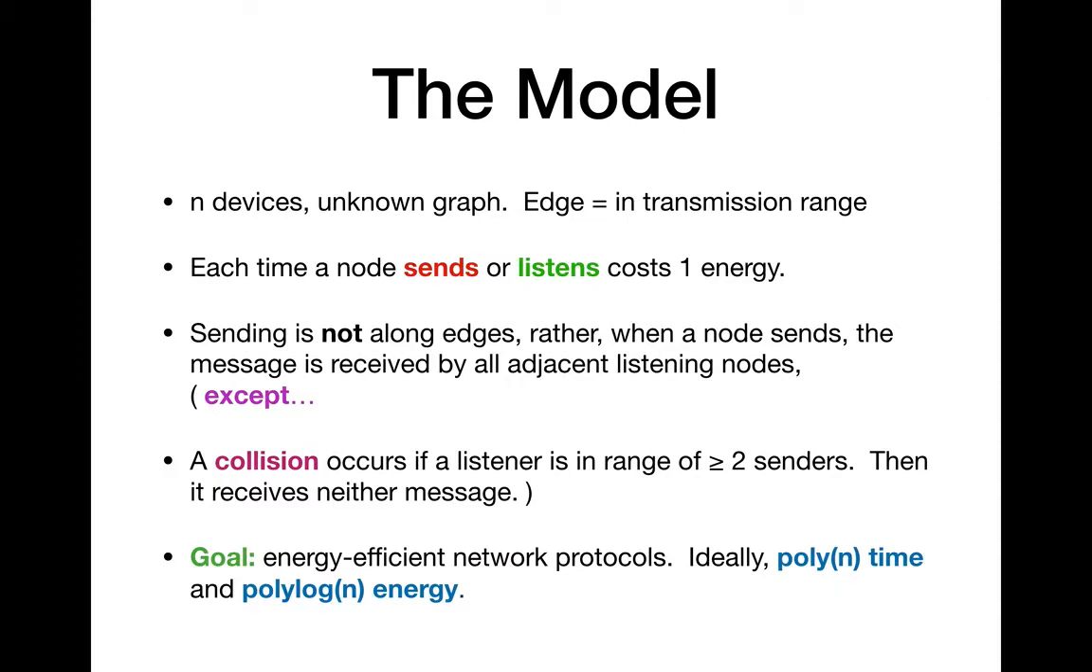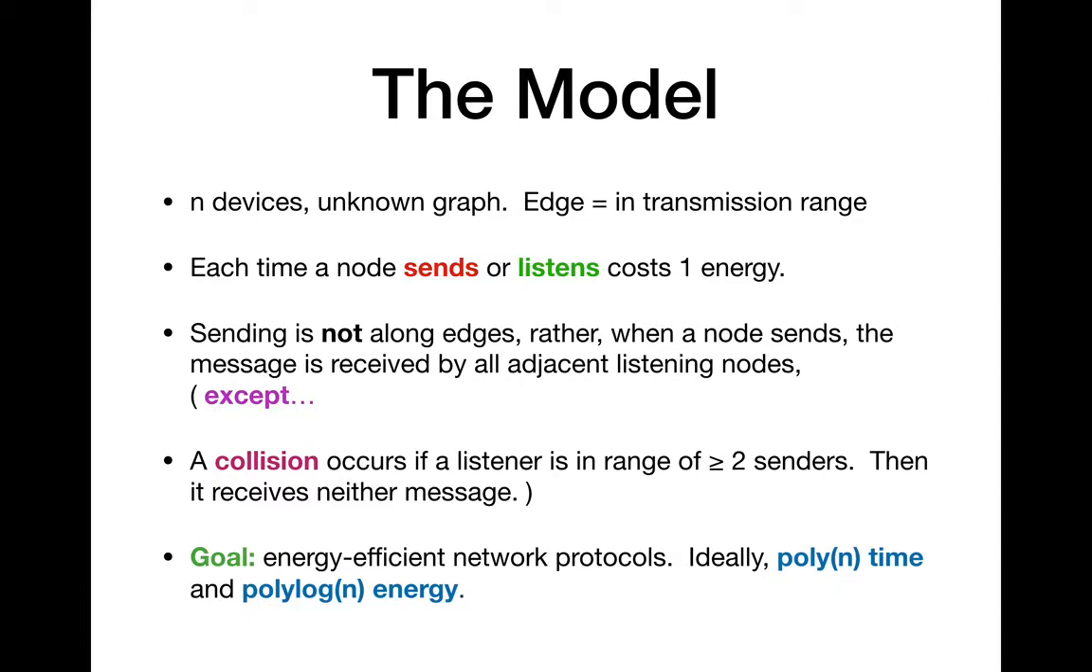So here's the model we're going to be working in specifically. We have a graph on n devices. None of the nodes know the topology of this graph to begin with. And an edge between two nodes means that they're in transmission range of each other. Now, each time a node sends or listens, it costs 1 unit of energy.